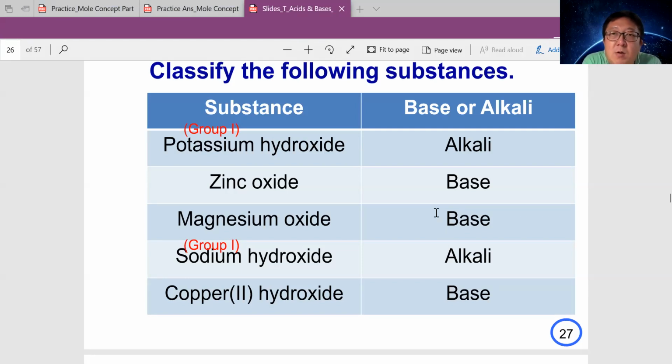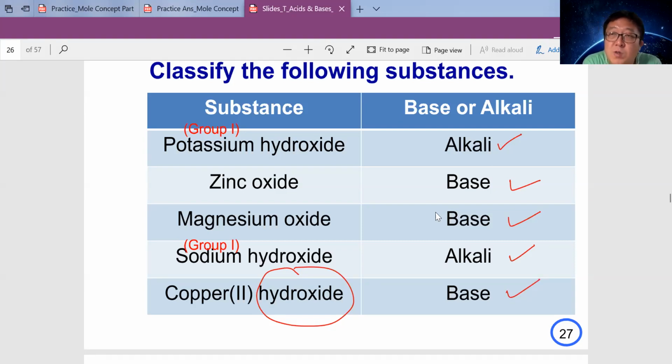This is how you can see alkaline hydroxide is confirmed soluble if it's S, P and A. So you have alkaline here, you have alkaline here. Then your zinc oxide is a base. Magnesium oxide is a base. Remember here, this is a very good example. It's still a base. It doesn't mean that hydroxide is alkaline.